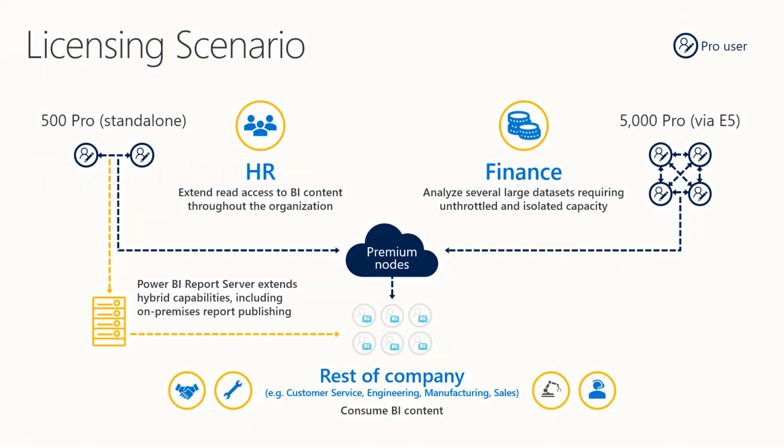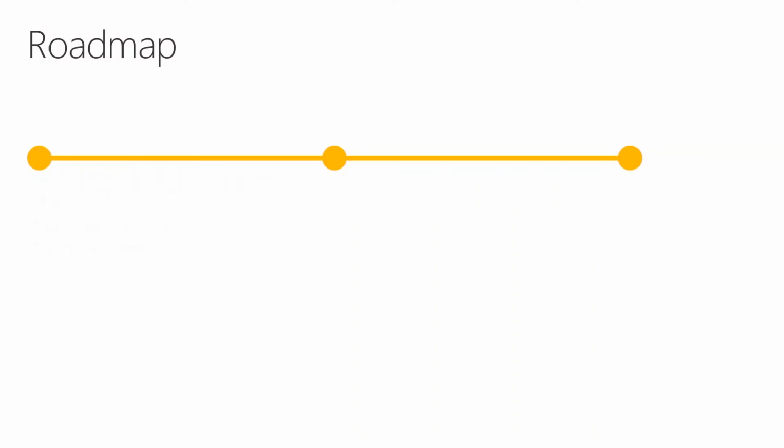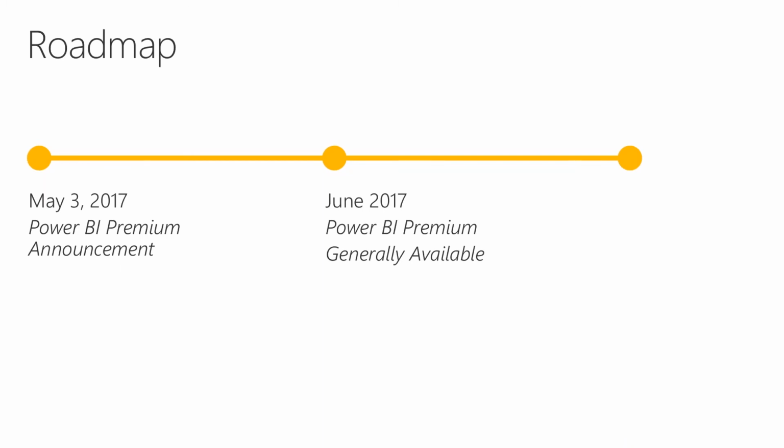All right, so the future. Here's the roadmap. May 3rd, we had the Power BI Premium announcement, so it's been almost 3 weeks. June 2017 is when we're looking at Power BI Premium general availability, so late Q2 of 2017, and that's next month. We've only got about a month left in May. So Power BI Premium is going to be generally available sometime next month. Don't know what day, but it's going to be sometime next month. And then in the future, there will be additional features and updates available.